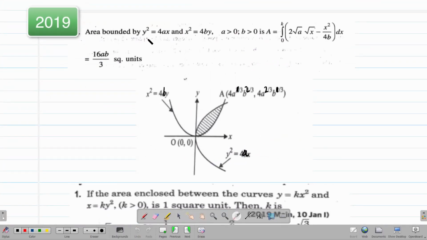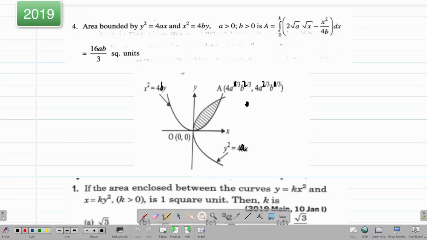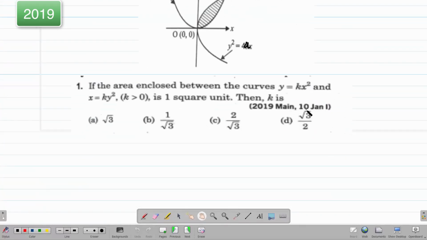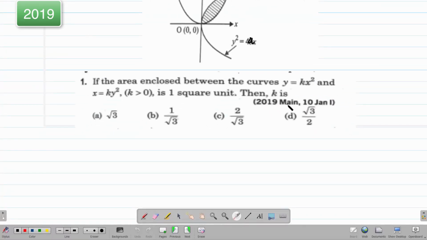Another shortcut: the area bounded by y square is equal to 4ax, that means this type of parabola, and x square is equal to 4by, that means this type of parabola. If we use integration, we get this step, but we can just substitute the value of a and b in the shortcut: the area bounded by y square is equal to 4ax and x square is equal to 4by is 16ab by 3. So this question was asked in the 10th January 2019 JEE exam.